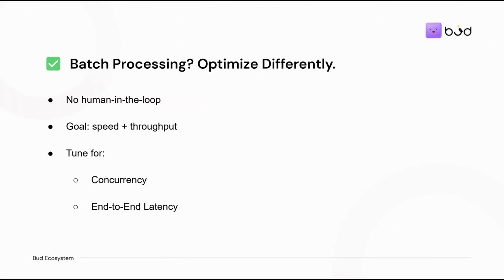In large-scale batch processing, like summarizing documents, there's no human in the loop, so faster generation means quicker results and better efficiency. In these cases, you have to optimize for the best possible concurrency and end-to-end latency.